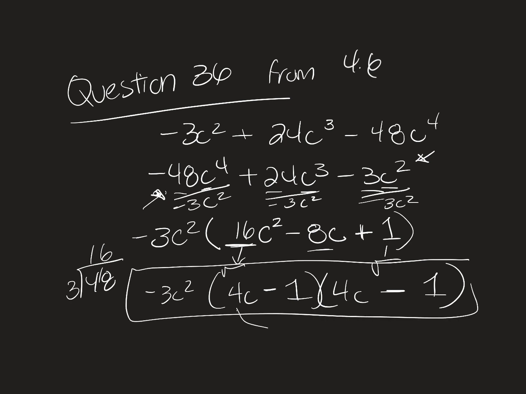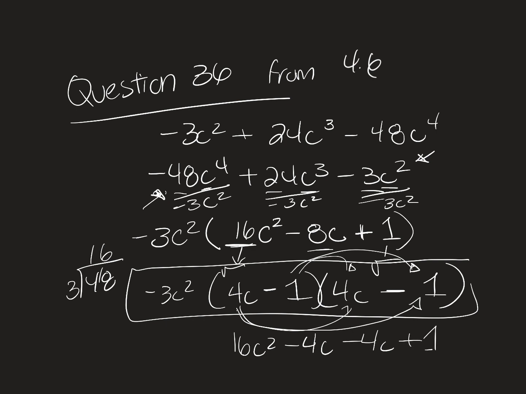But just checking this part, 4c times 4c gives me 16c squared. 4c times negative 1 gives me negative 4c. Then this one times this one gives me the other negative 4c. Then this one times this one gives me positive 1. And then we would multiply it all by 3c squared, and then we could see that we get negative 48c to the fourth.